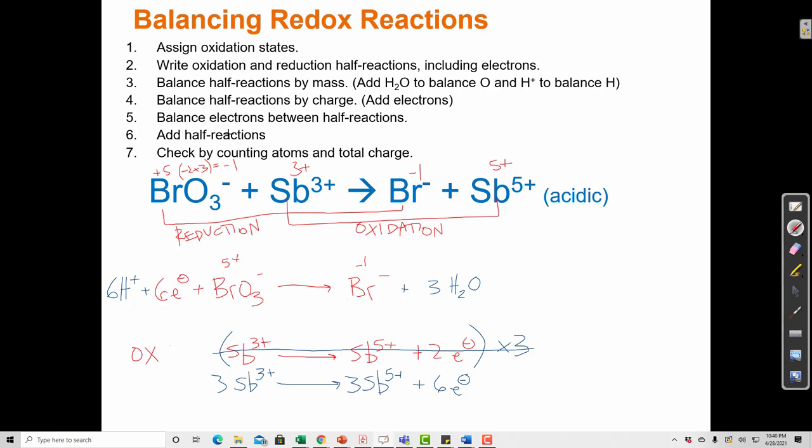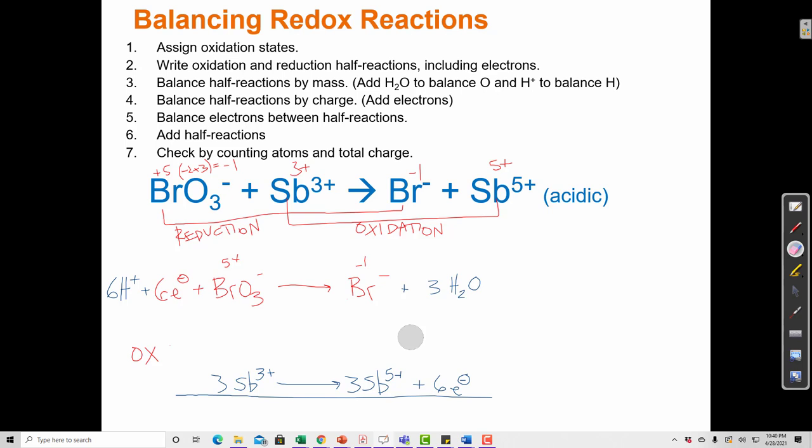So how do we add reactions? Well, let's clean this up a little bit. Let's get rid of this one that we don't need anymore because it was just what happened before I multiplied. Get rid of this, I don't need that. And remember, when I add reactions together, the way to add reactions is that anything that appears on the reactant side and the product side that's the same gets canceled. So I have 6 electrons on the reactant side, I have 6 electrons on the product side. So those cancel out. Is anything else the same on either side? Doesn't look like it to me.